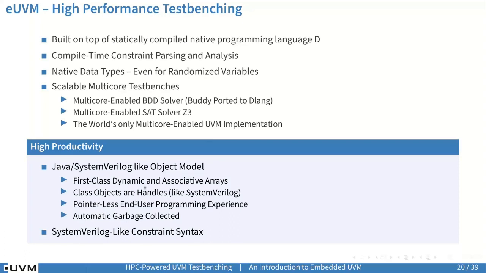Then on top of performance, we also have productivity features. So you don't have to use pointers, though pointers are there. All the efficiency stuff is in the library, but the end user doesn't have to use pointers because you have first class arrays, associative arrays, and just like SystemVerilog, class objects are handles rather than pointers. Okay, and there is automatic garbage collection.